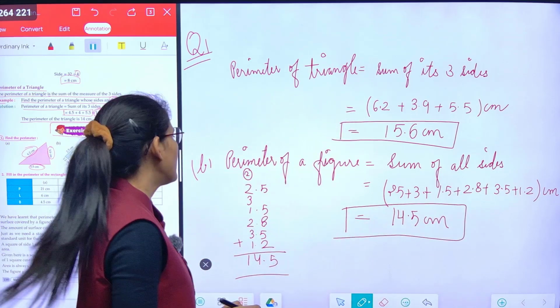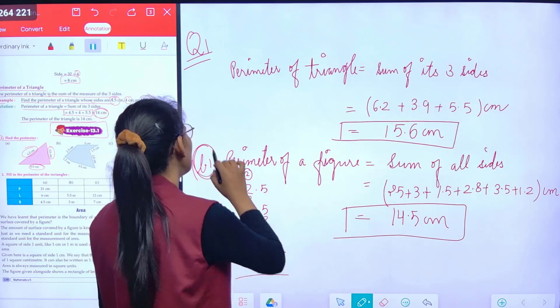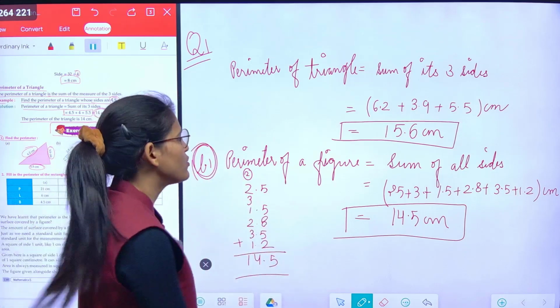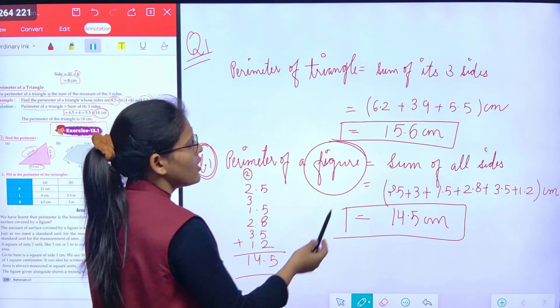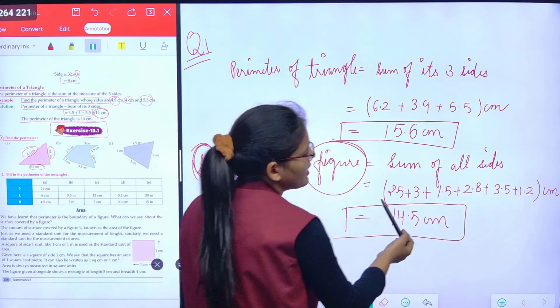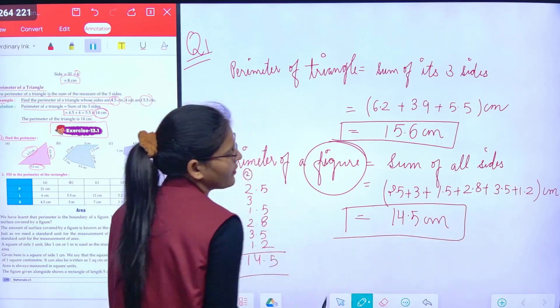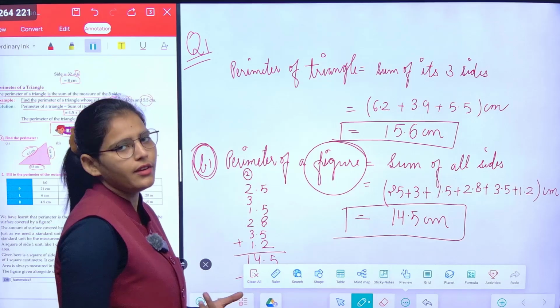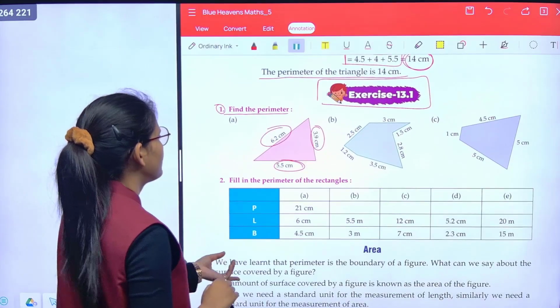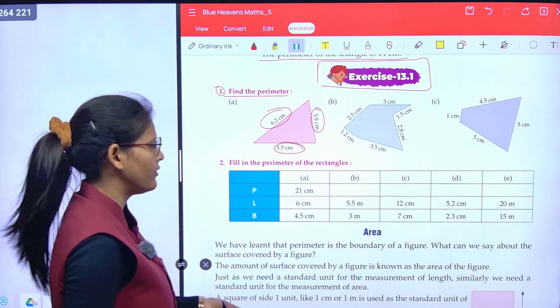Understand, class? Class, जो B फिगर था उसमें कोई रिकॉग्नाइज फिगर नहीं थी, तो मैंने उसको लिखा पैरामीटर ऑफ अ फिगर या शेप. अंडरस्टैंड, क्लास? सो सम ऑफ ऑल साइड्स, देन मैंने सबको लिखा एंड देन मैंने उसको ऐड किया. अंडरस्टैंड? I hope you all have understood very well. Okay, class. Now rest of the part do yourself, class.